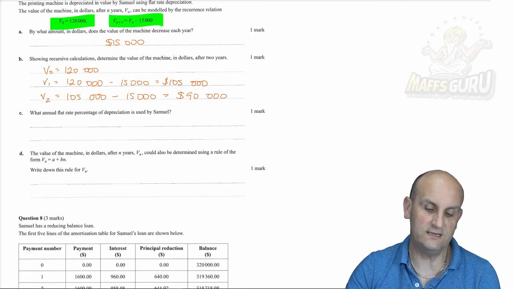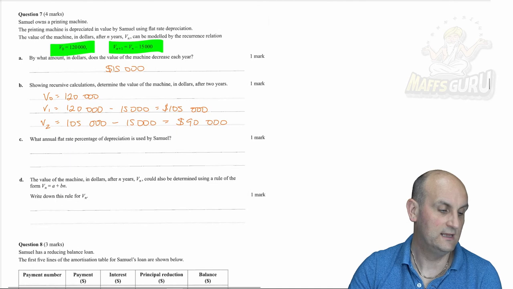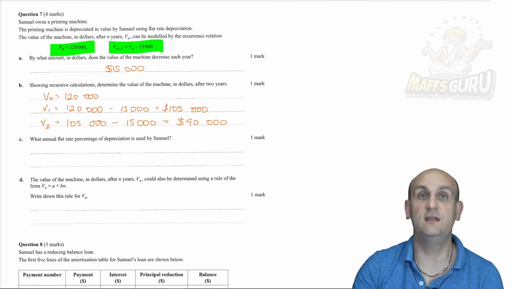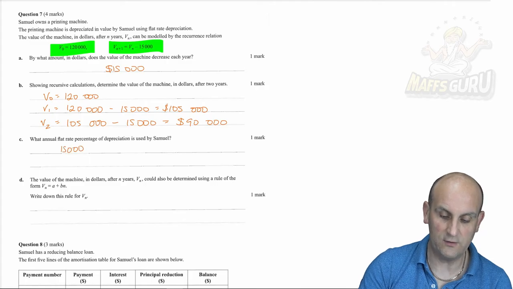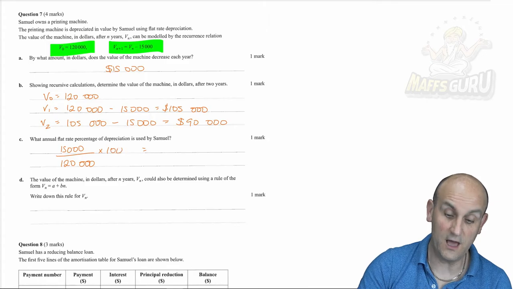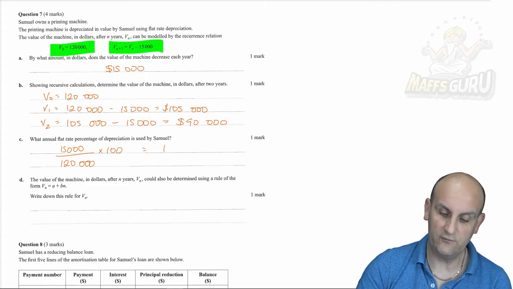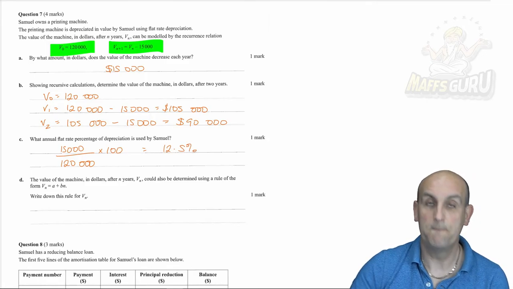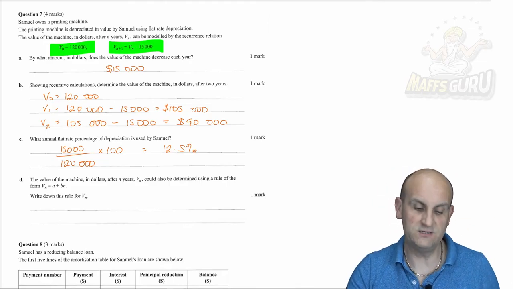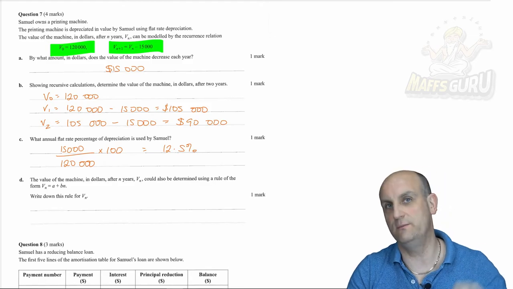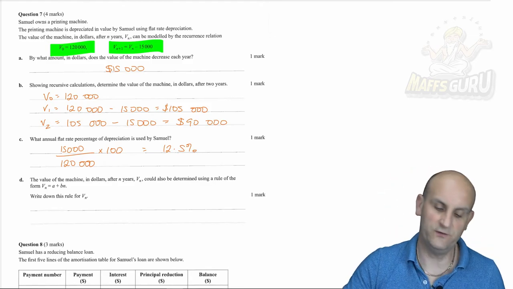What annual flat rate percentage of depreciation is used by Samuel? Because it goes down $15,000 per year, that means I'm going to do 15,000 divided by my start amount of 120,000 and turn it into a percentage, times by 100 to turn into a percentage, and that gave me 12.5%. Yeah, so because it's just going down by that 15,000, and because you want a flat rate of depreciation, you basically work out how much has gone down and divide it by initial amount.